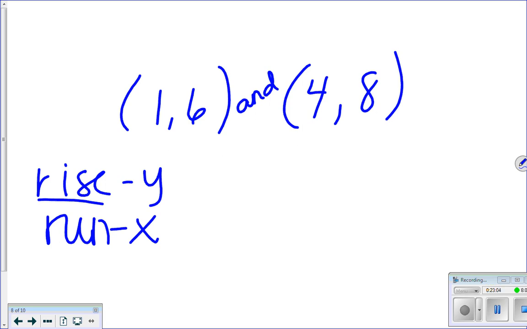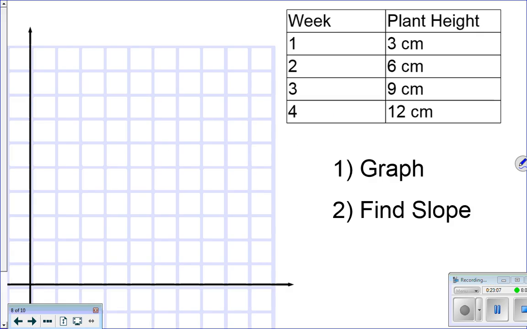Okay, I want to show you one more thing here. So on your homework today, they're going to give you a situation, and they're going to want you to graph it, and they're going to want you to tell what the slope is, and then they're going to want you to tell what it means. Okay, so let's do one of those together so you understand what you're going to see.